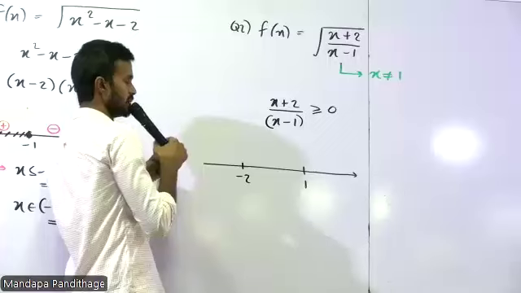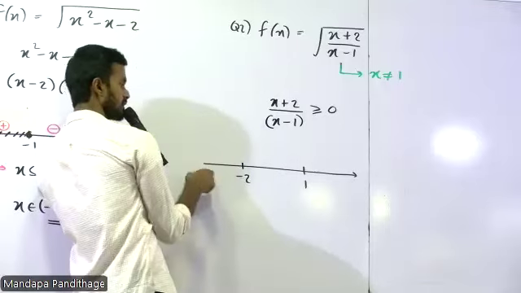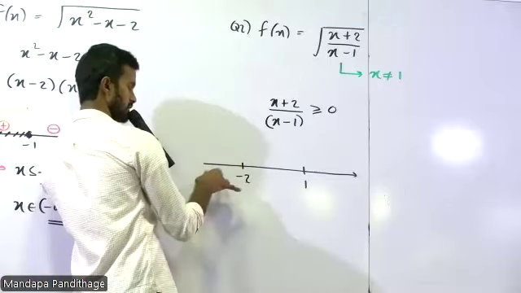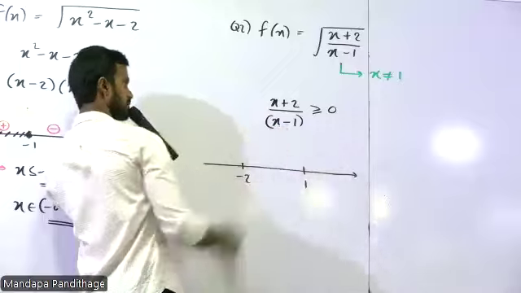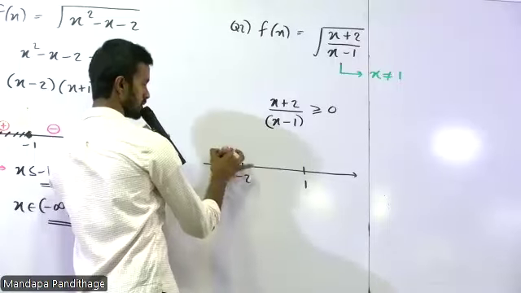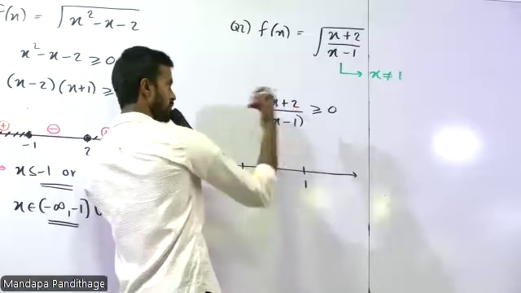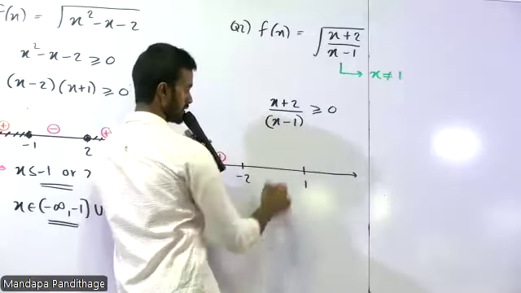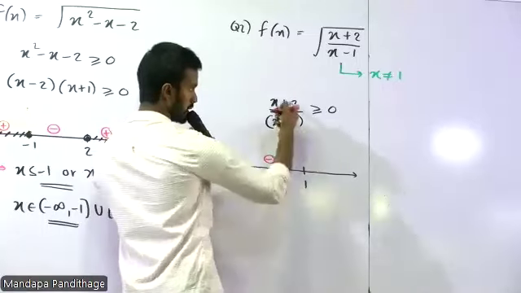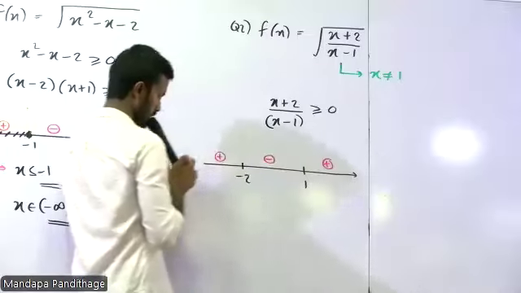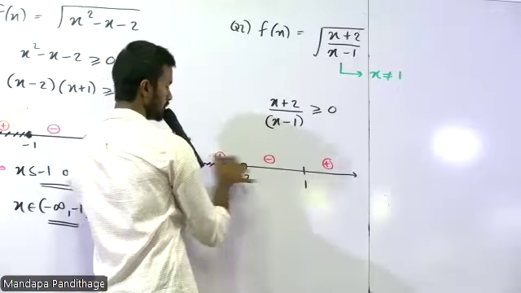And again, go with the same thing. Think of a number in this range. If you think of minus 3, plus 2 is minus, and minus 3 minus 1 is minus. So minus over minus is plus. Think of a number in this range. If I take 0, plus 2 is plus, but 0 minus 1 is minus. So plus divided by minus is minus. And anything greater than 1, if you take 5, plus over plus is plus. So now it is clear. We have to take the region that is greater than or equal to 0.